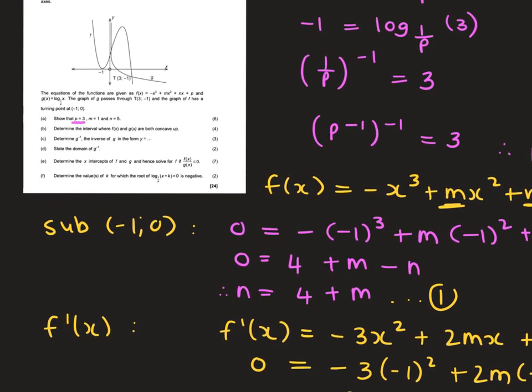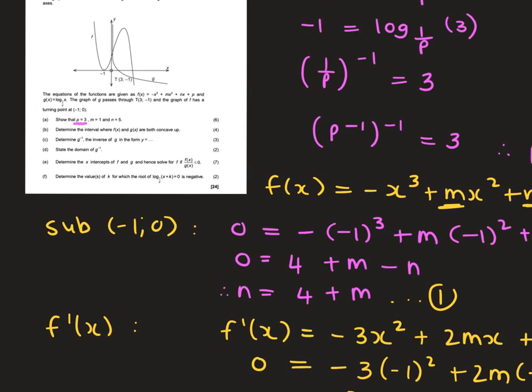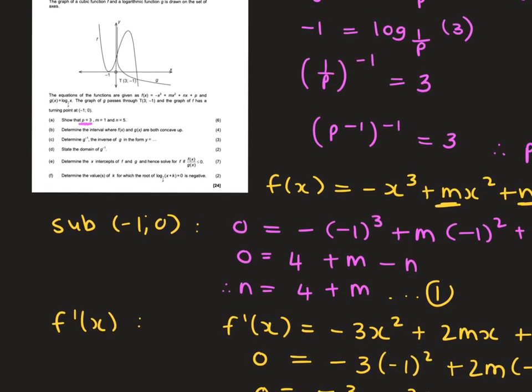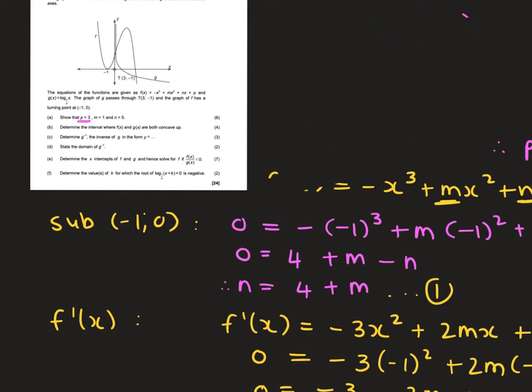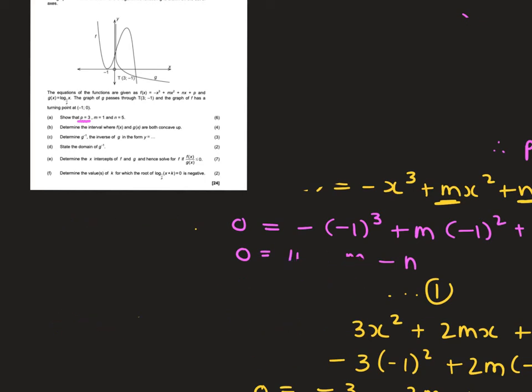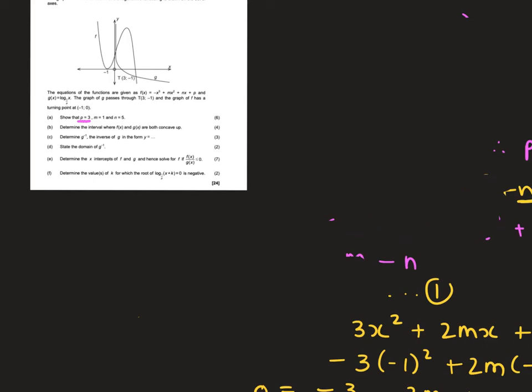Determine the interval where f of x and g of x are both concave up. All right. So what's really interesting here is that the logarithmic function is actually always going to be concave up for all the x values in its domain, right? So g is going to be concave up for when x is greater than 0. So I need to then just look at the concavity for our cubic graph.